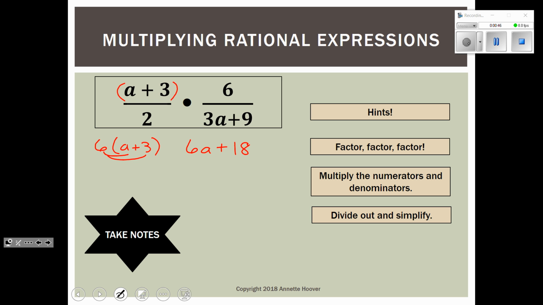On the bottom again we have a monomial times a binomial, so we would set that up and we would do the distributive property as well. And when you do that, you'll see that you get 6a plus 18. You get the same thing on the top that you did on the bottom. Since you have identical binomials, they cancel each other out, and your answer would just be 1.